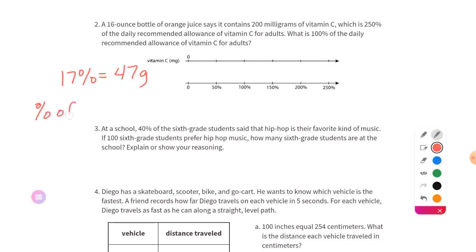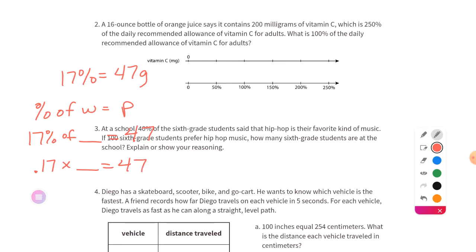Percent of whole is part. What's our percent? 17. Is our 47 our whole or our part? It's our part. Of blank is 47. What's 17% as a fraction? 17 over 100, or 0.17 as a decimal. I'll just do that. Times blank is 47.